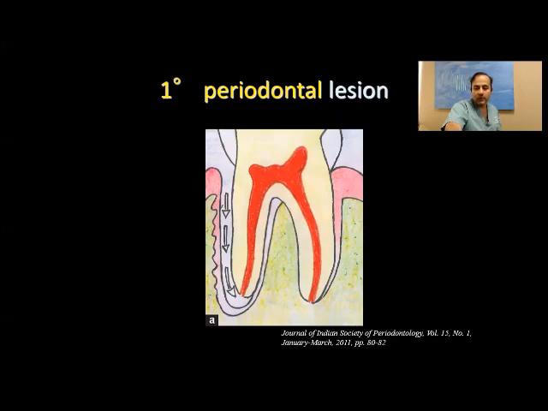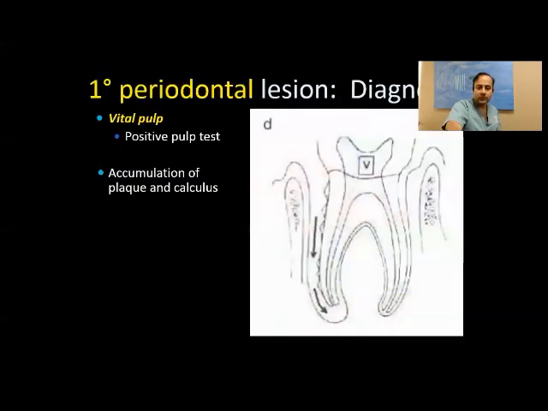So we have the loss of the surrounding alveolar bone and periodontium, loss of the clinical attachment, tooth mobility, and eventually the formation of the periodontal abscess during the acute phase of the treatment. So here, the most important question is, the pulp should be vital.